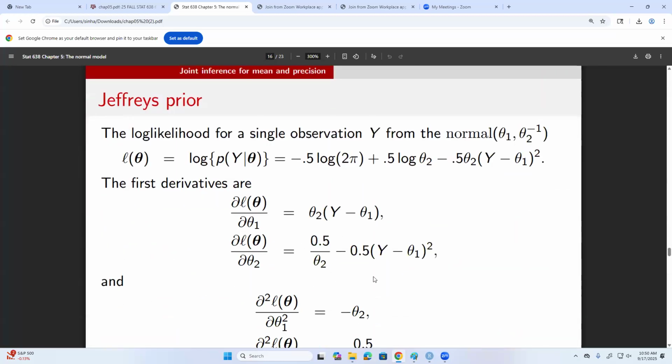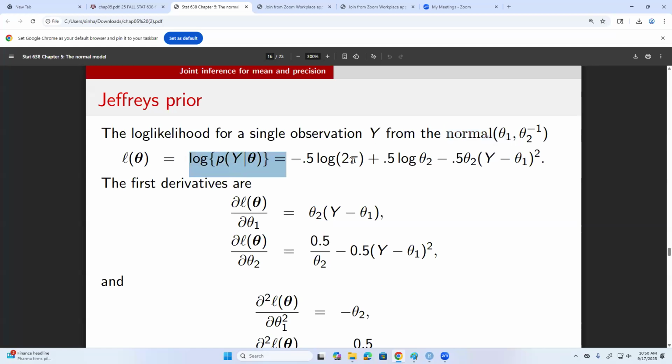Okay, next we talk about the objective prior distribution for this problem. Objective prior is the Jeffreys prior. So the log likelihood for a single observation y from the normal distribution with parameters theta 1 and theta 2 inverse is the following.